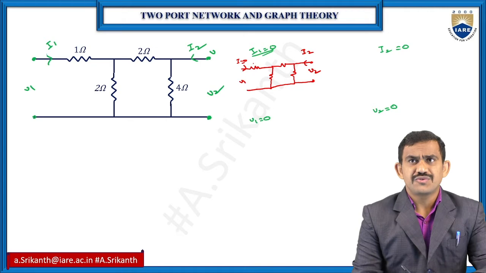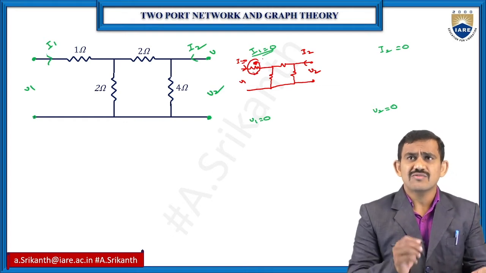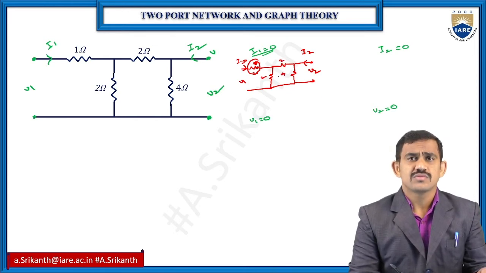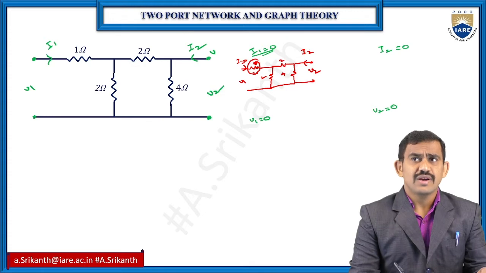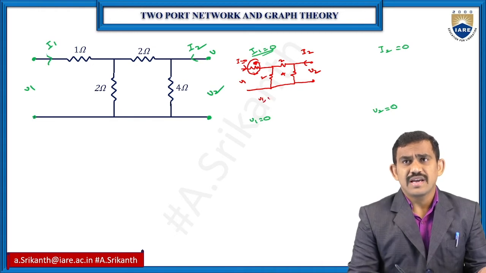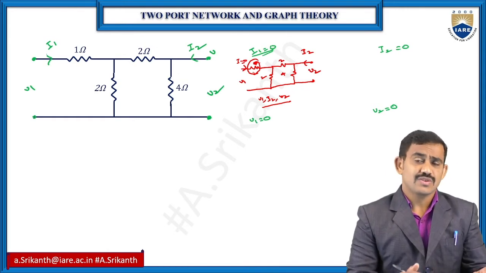Open means the 1 ohm is open, so there is no need to consider this 1 ohm. So we have 2, 2, 4, and V2 and I2. From this circuit, if I know the V1 value, I2 value and V2 value, we will get which parameters? Any parameters, Z parameters, Y parameters, any parameters you can find out.